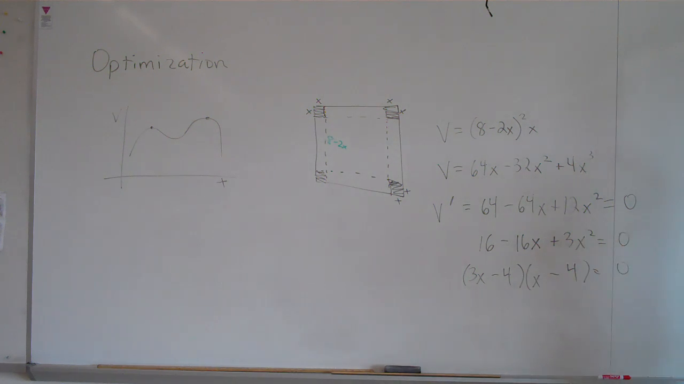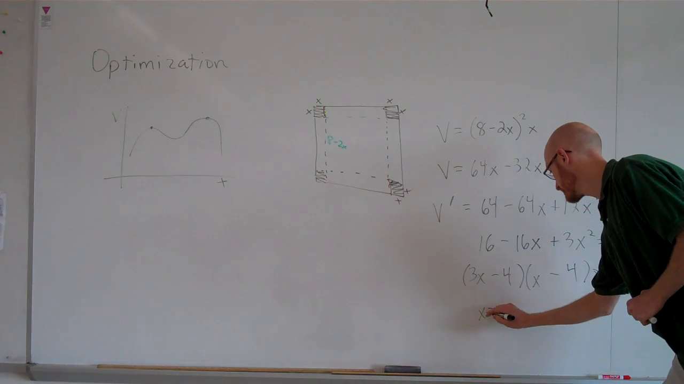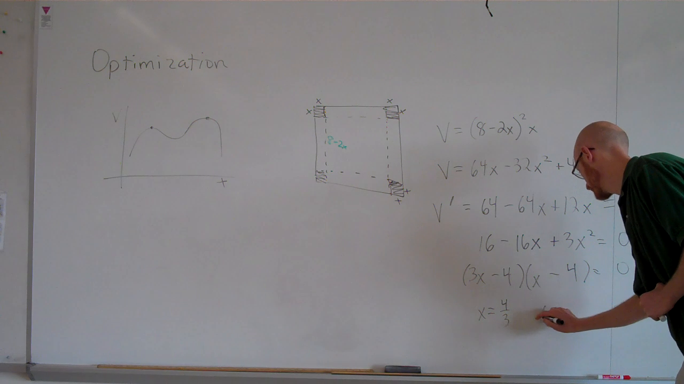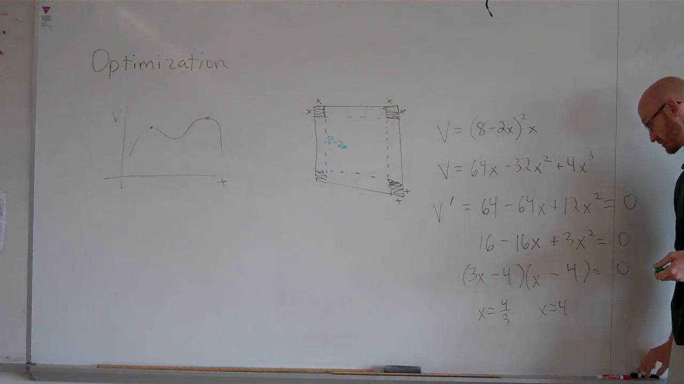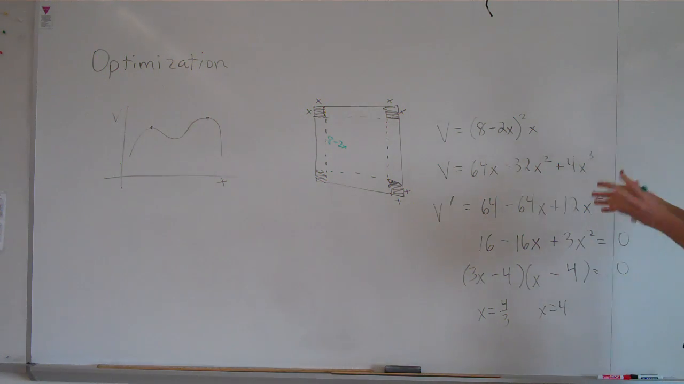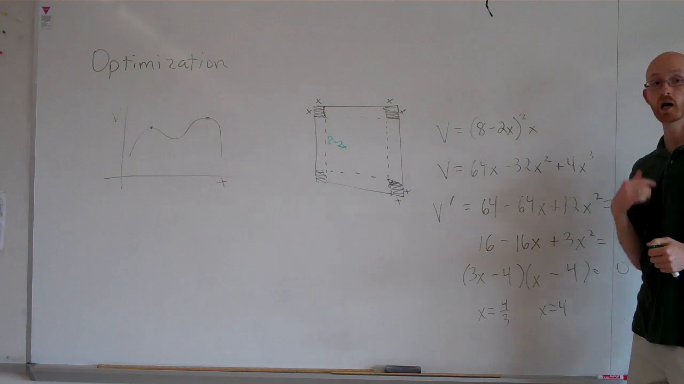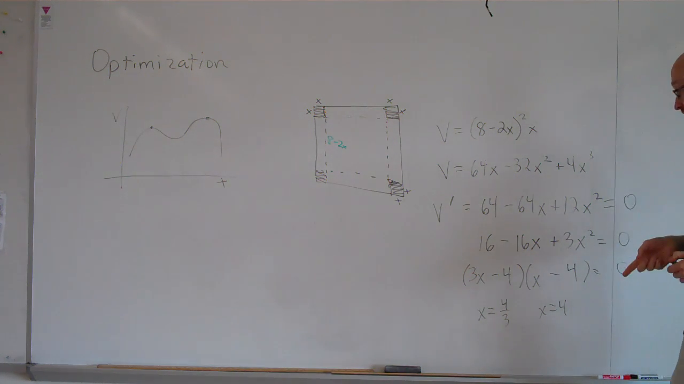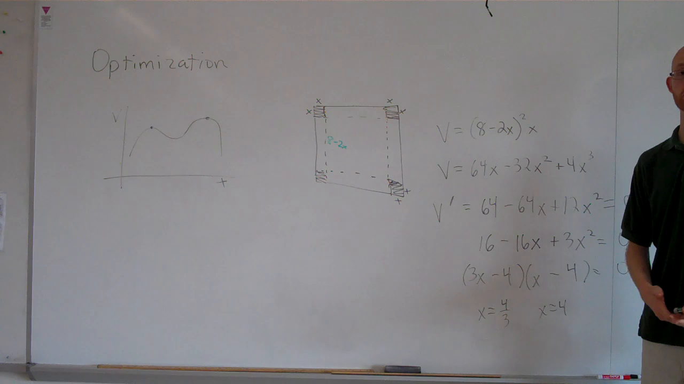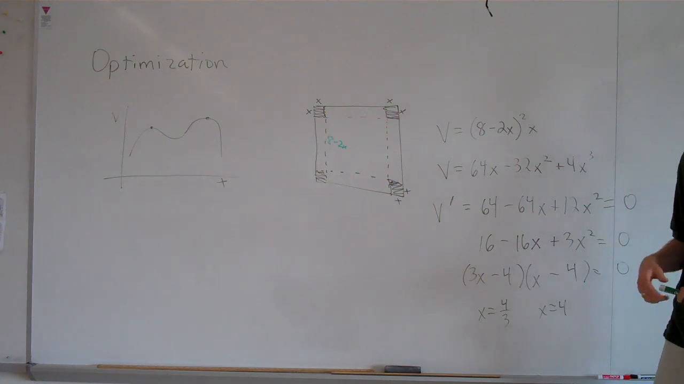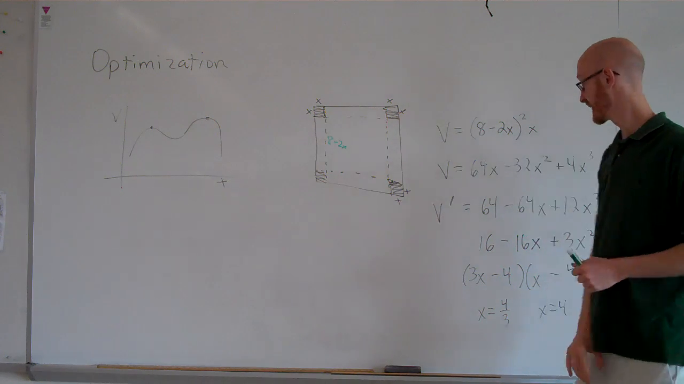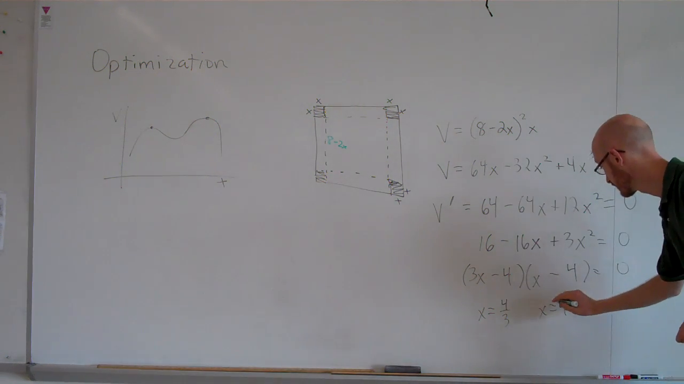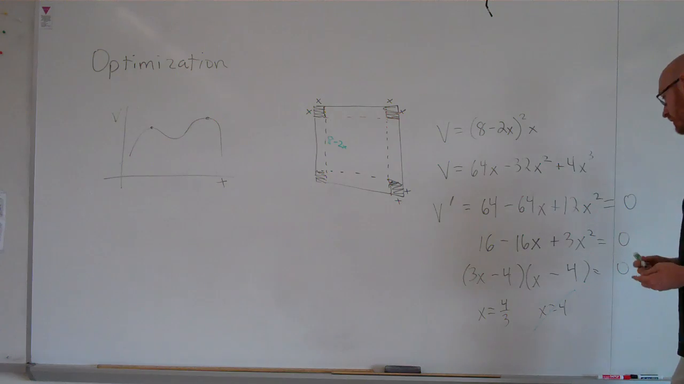So 3x minus 4 and x minus 4. When you solve this, you get 4/3 and 4. As I'm working through this process, I'm always concerned about my domain, because some of these values may produce minimum or maximum values but may not be practical in the context of the question. So in this case, x equals 4 has got to go.